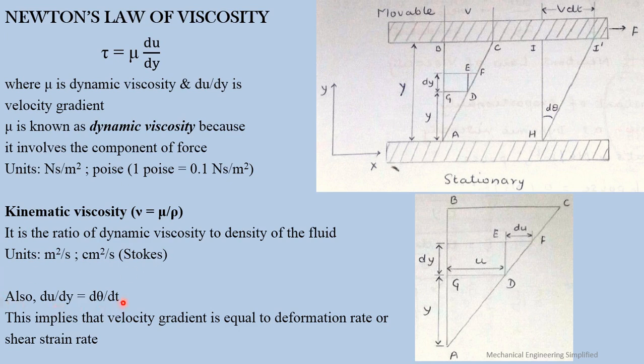During the derivation you will arrive at this relation also, that du by dy is equal to d theta by dt. This implies that the velocity gradient du by dy is equal to the deformation rate or shear strain rate. d theta is your shear strain, and d theta by dt is your shear strain rate. So please make a note of it here, that it is not just deformation or shear strain, it is the rate of shear strain or the rate of deformation.